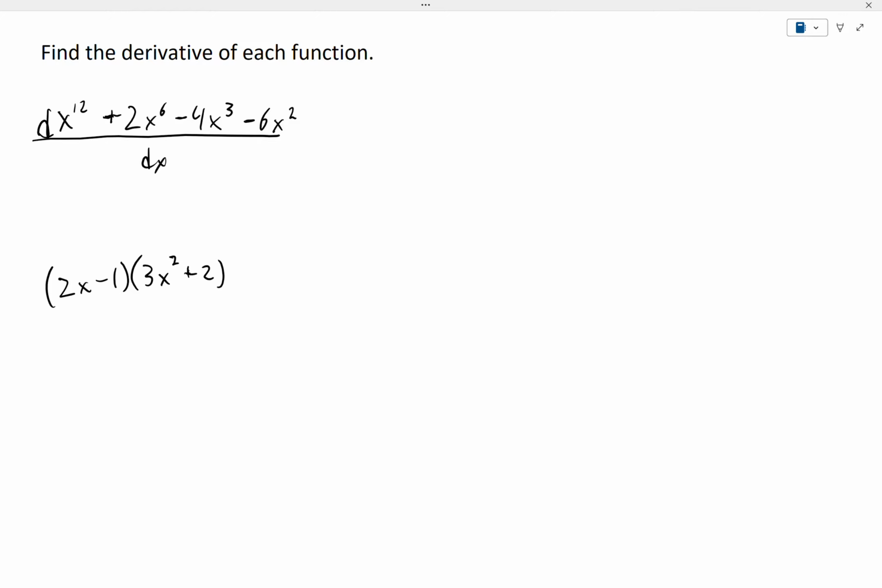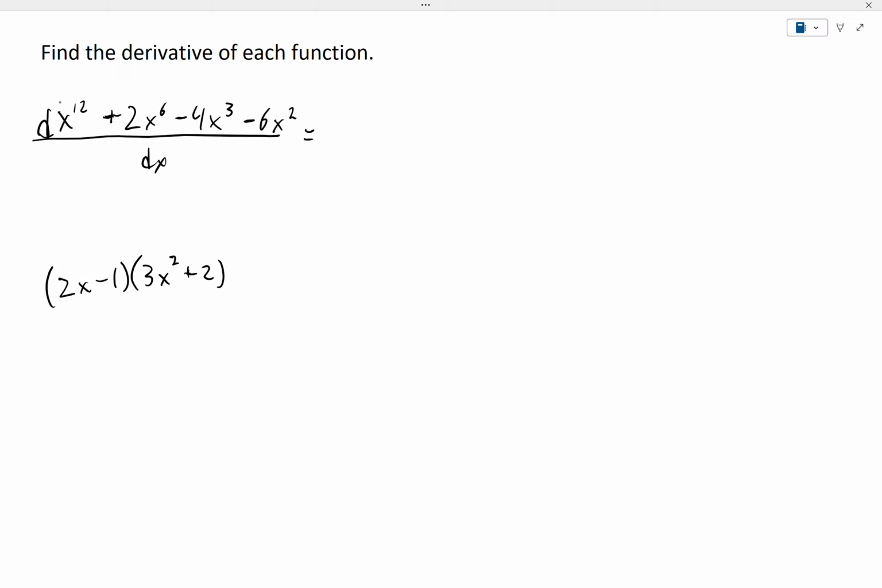Alright, well this looks like we're just adding up a bunch of terms. So we can just take the derivative of the individual terms. And when you look at the derivative of each of these terms, we're actually just going to be using the power rule on them, and of course the constant multiple rule for a couple. So we'll do this one, derivative of the first.